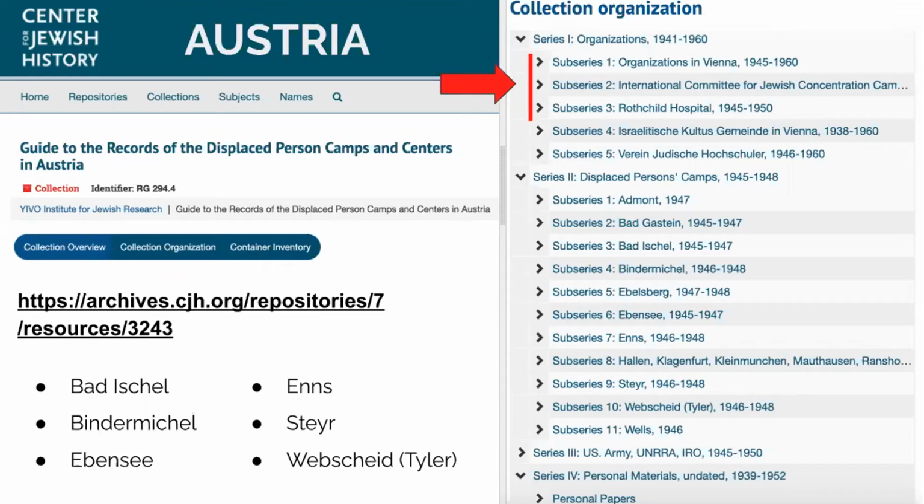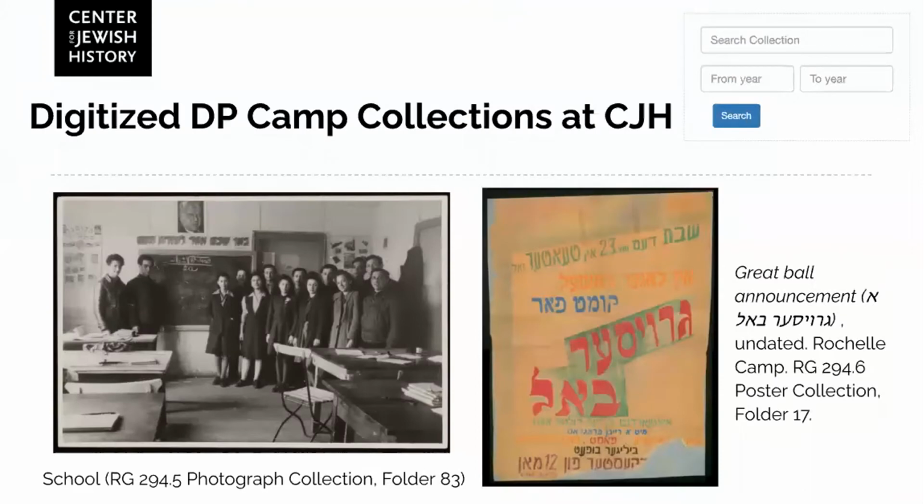Series 4 also consists of miscellaneous materials, such as the personal papers and documents of displaced persons in Vienna and the camps, which is arranged alphabetically. There are 2 digitized DP camp collections at CJH, one for posters and one for photographs.